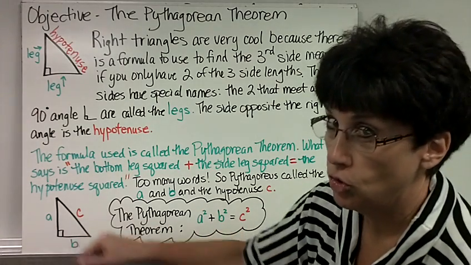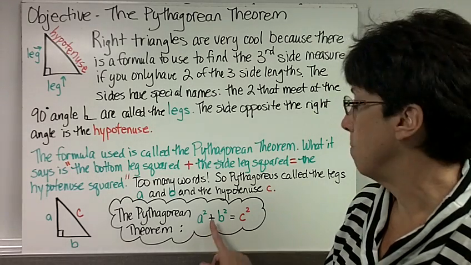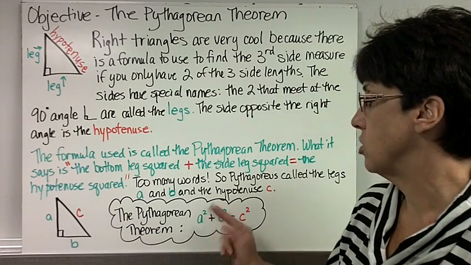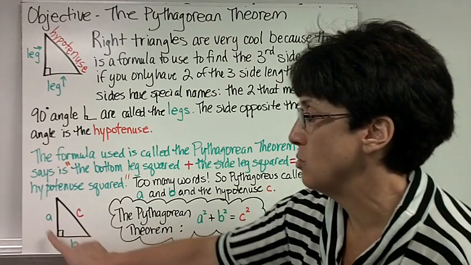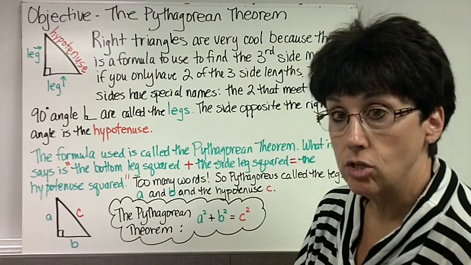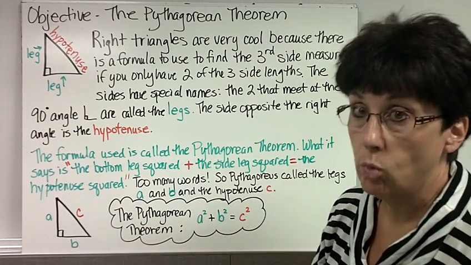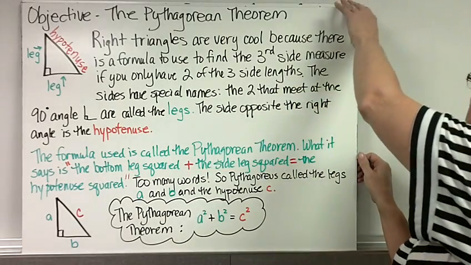And notice I color-coded it. And remember that addition is commutative, so you could change the order. So I named this one A and this one B, but you could name this one A and this one B. The legs are called either one. However, the hypotenuse is always C. So you could switch the A and the B.